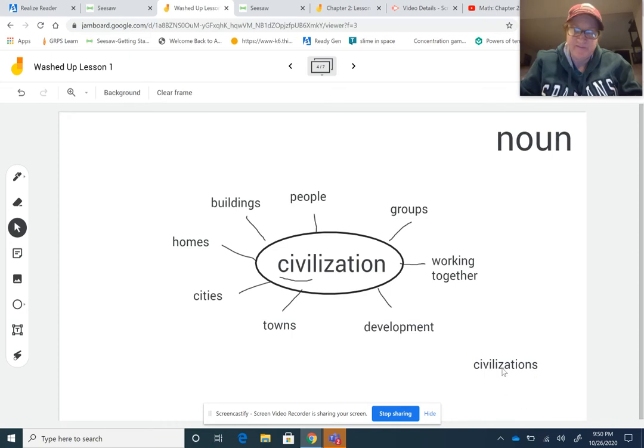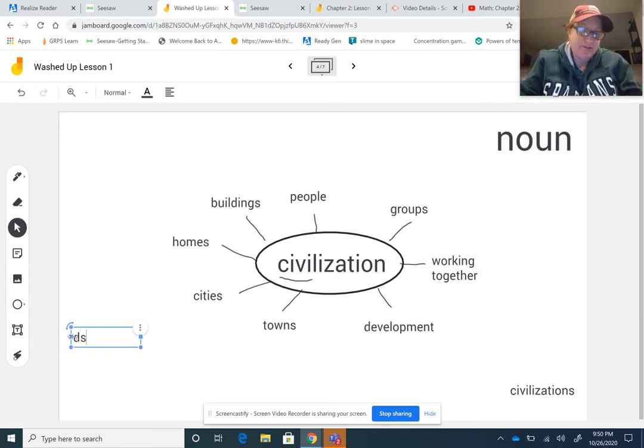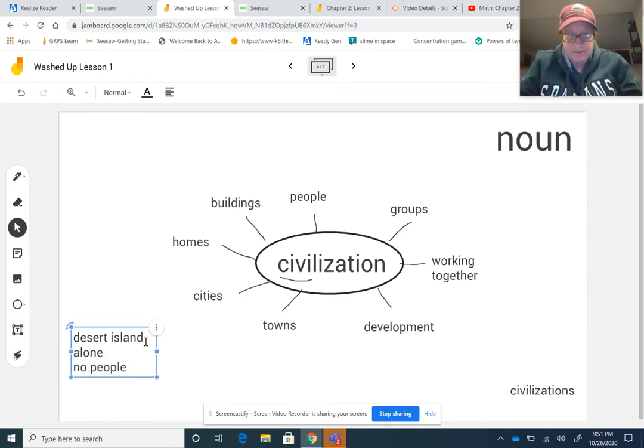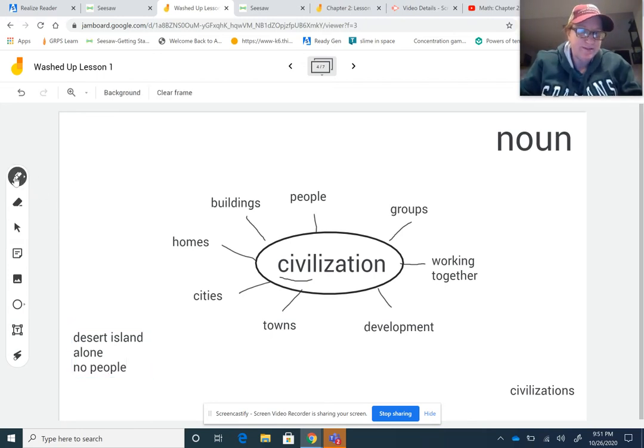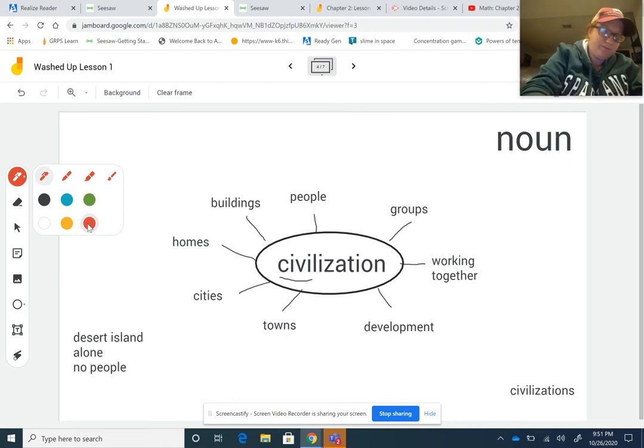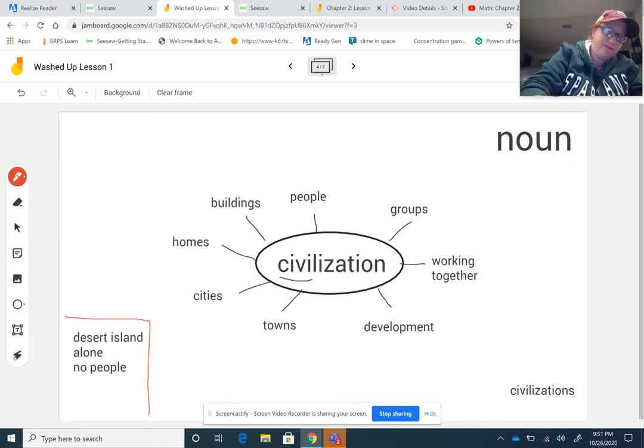That's another variation on it. And then a desert island would be an antonym or opposite. Alone would be opposite. Or no people at all, like a desert island. Those would be some decent antonyms. Let me put those in red since they are the opposite.